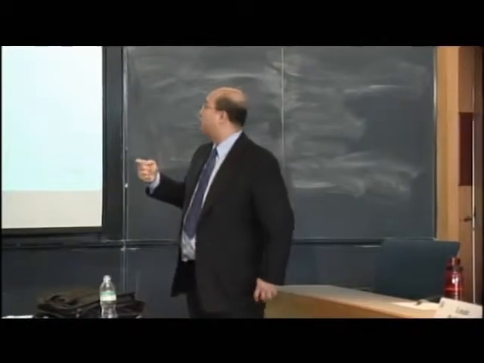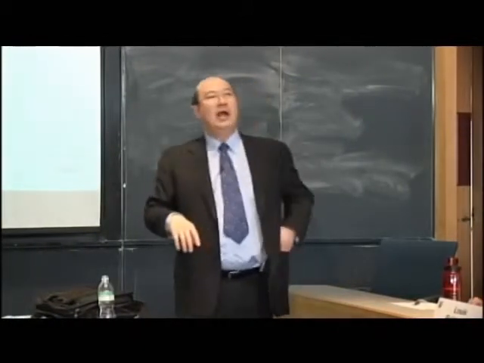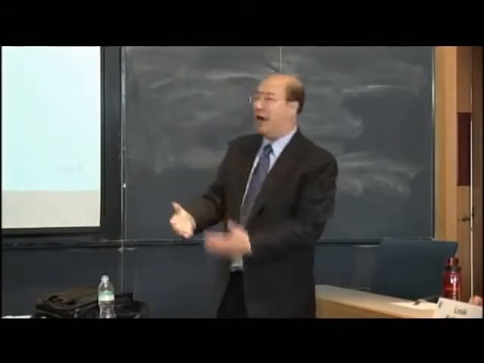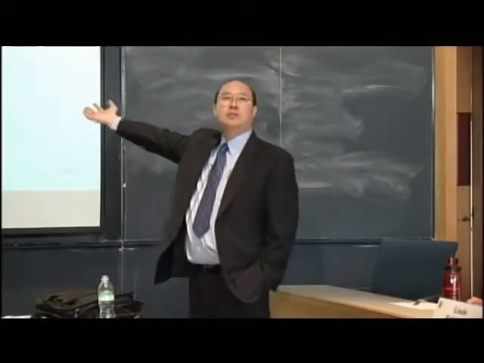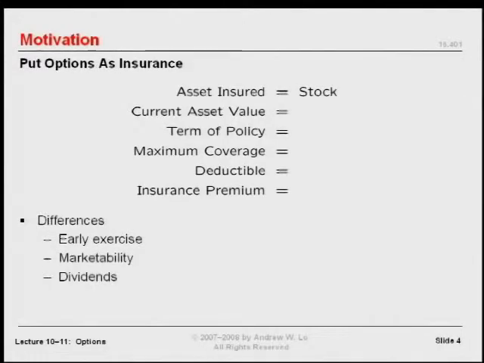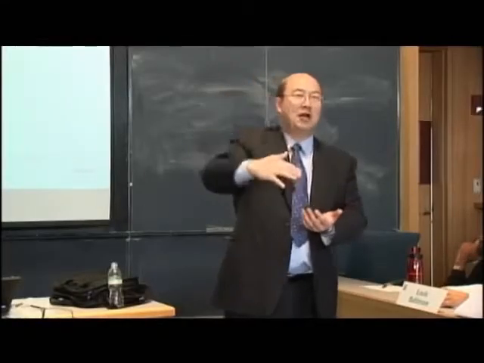It turns out that the put option is exactly like insurance. And let's take a look and see why. These are the typical terms of an insurance contract. What's the asset that you're insuring? General Electric. What's the current asset value? $20 a share. What's the term of the policy? How long do you have the policy for? It's the time to maturity, right? What's the maximum coverage? What are you covered for? $18 a share. That's right. That's what you bought the coverage for. That's what you're going to get if it goes below.